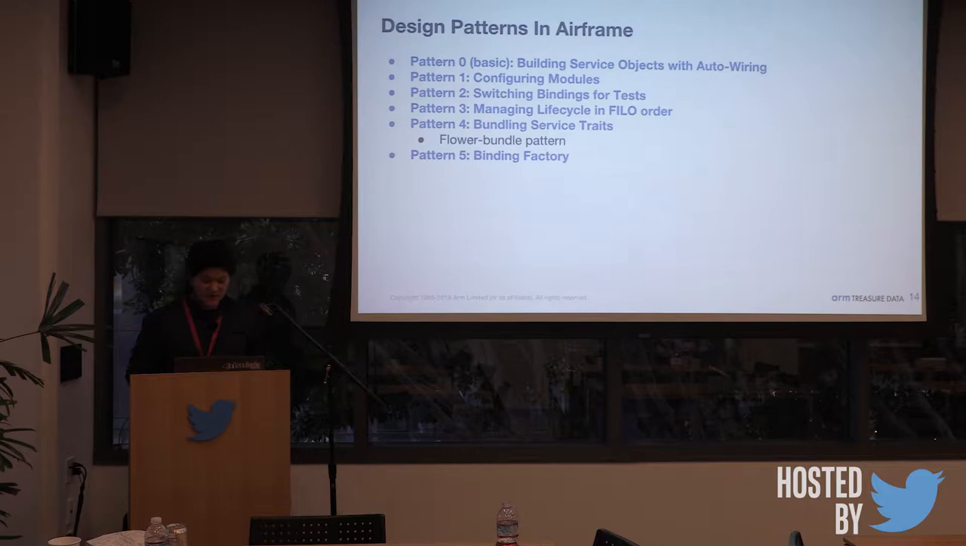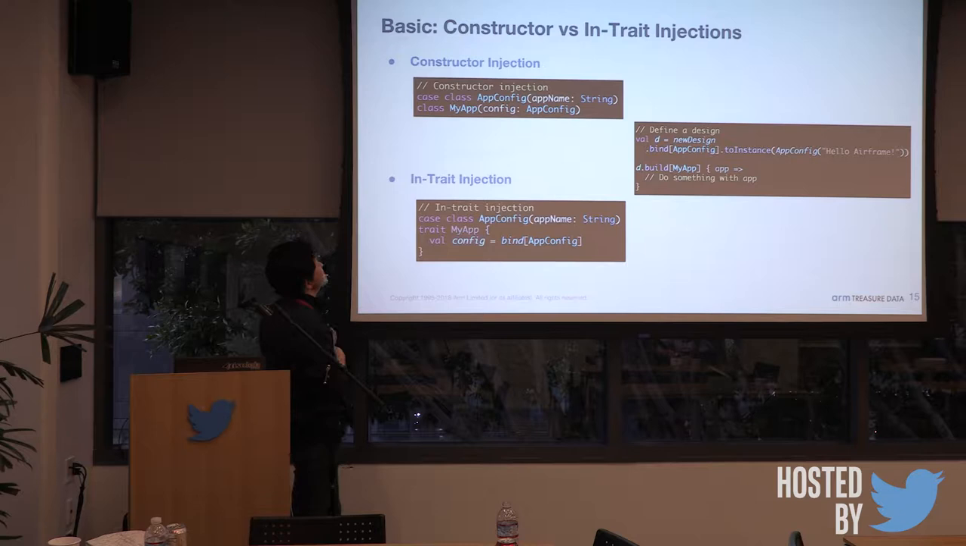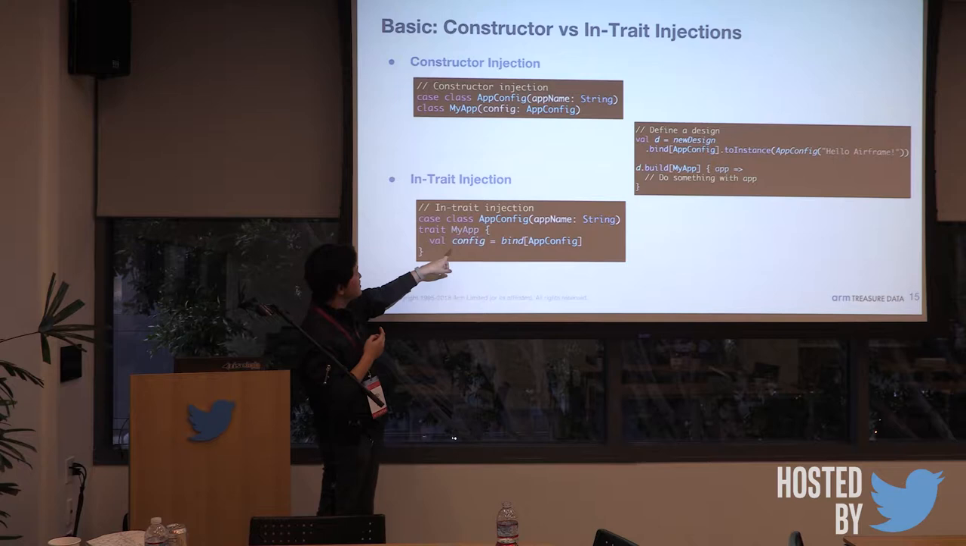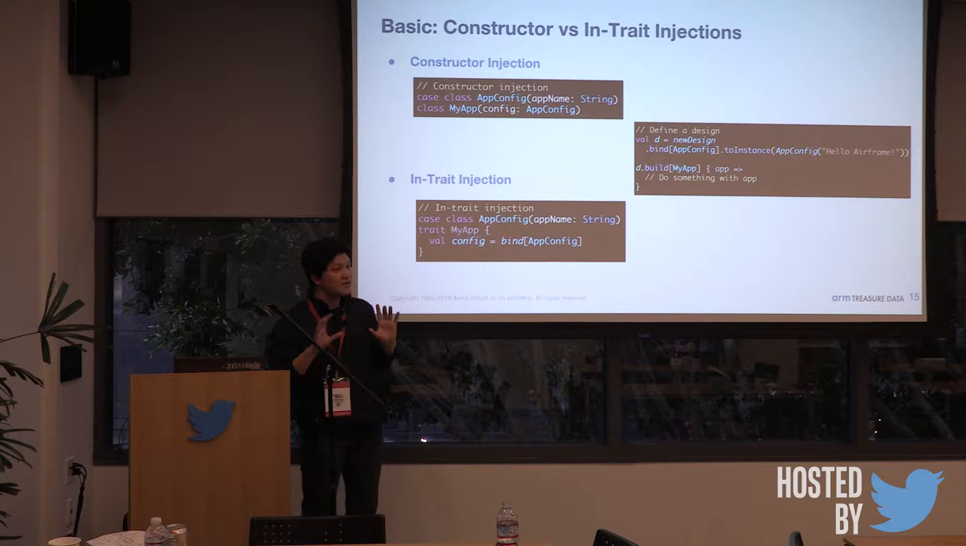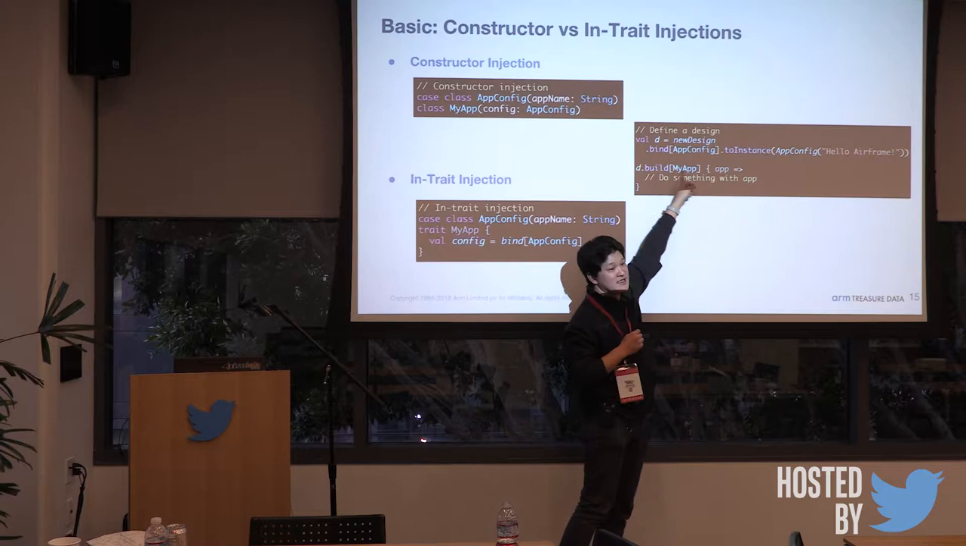First, the basic: in Airframe, you can use two ways of building objects. One is constructor injection, and the second is in-trait injection. Constructor injection is just like regular Scala classes. So if you have an application that has an app config object, then you can write it like this. If you want to use a trait in your application, just bind the configuration like this. And how to build your application is the same for both constructor injection and in-trait injection. So just create a new design, bind some configuration, then just build it.